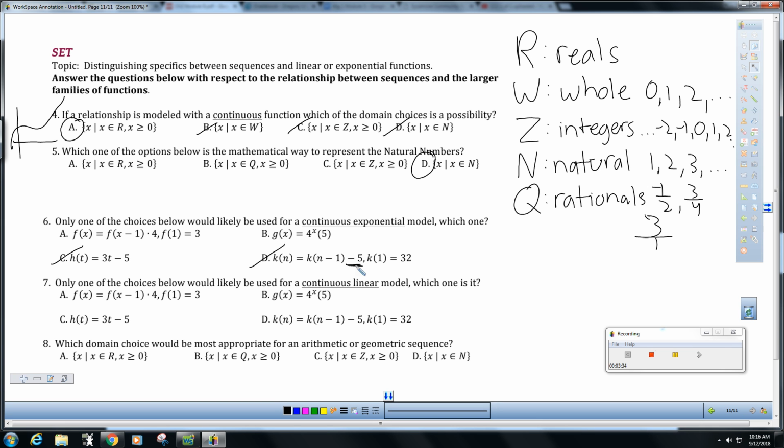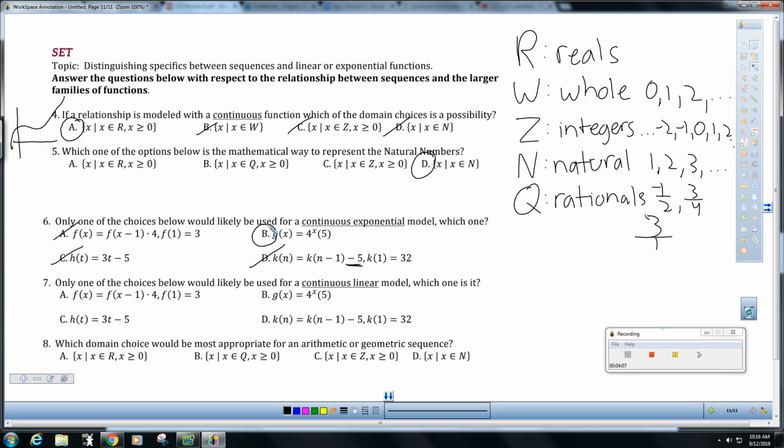For this, we have A is our recursive formula. But if you think about how you typically use your recursive formulas, you're going to plug in x equals 1, x equals 2, x equals 3, and make a table that way. But that's only using certain numbers. If we plugged in a 1/2 there, we're not going to be able to find an answer. So that one is not going to be continuous, which leaves us with choice B.